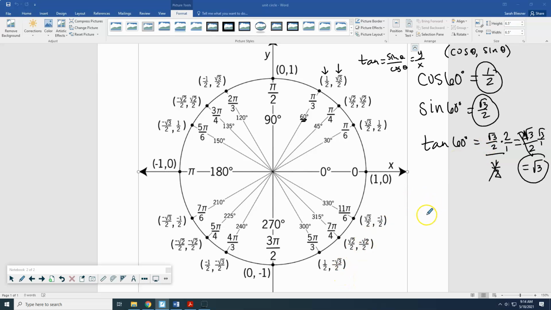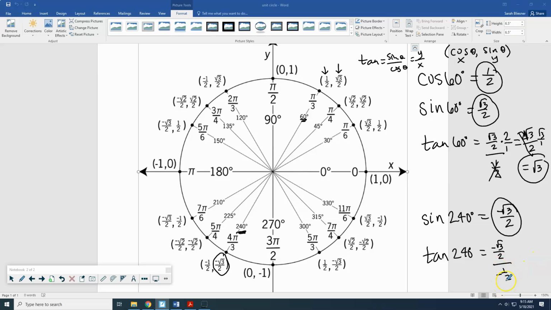Let's say I wanted to know the sine of 240 degrees. So I would come over here to 240. The sine, I know, is the y value, right? Cosine is x, sine is y. So I would look at the y coordinate, and that would be negative square root of 3 over 2. If I wanted to find the tangent of 240 degrees, I would have to take the y coordinate and divide it by the x coordinate because it's sine over cosine.